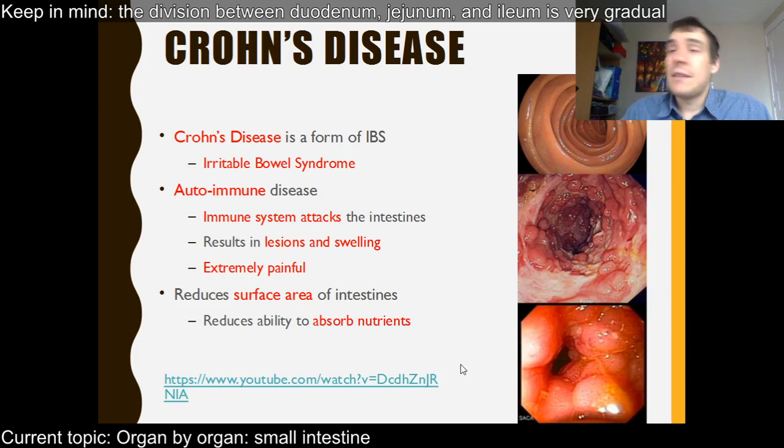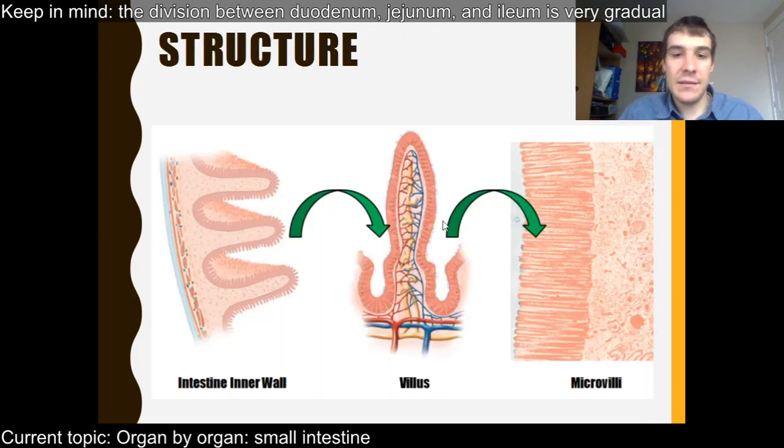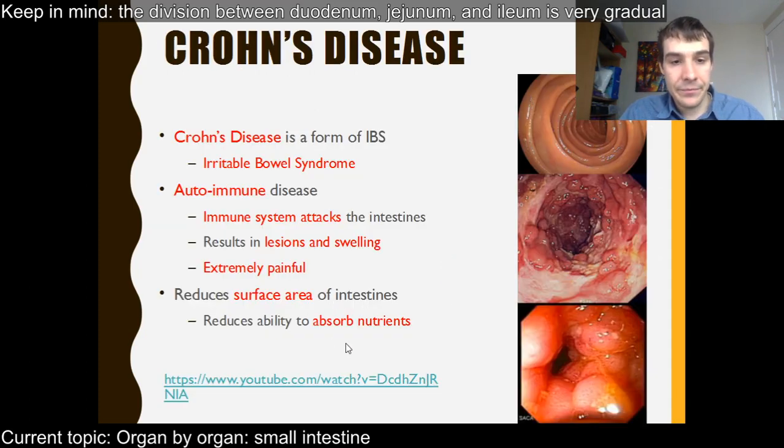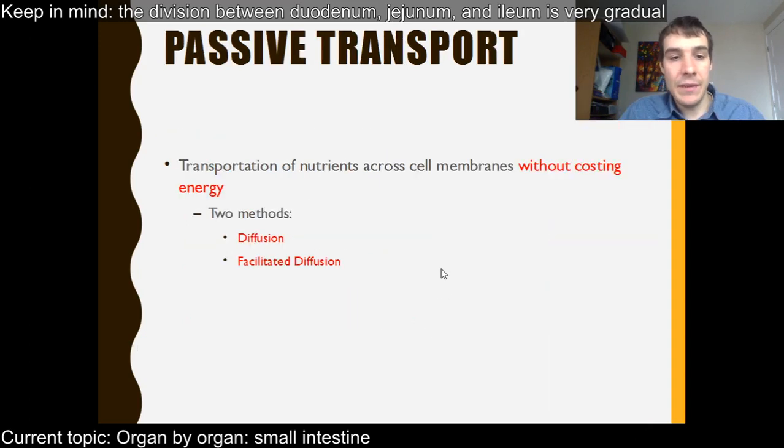One of the diseases that affects the small intestine is Crohn's disease. It's the immune system attacking the small intestine. This is a normal intestine. This is a Crohn's disease intestine. It's all inflamed, and it has almost like pimples, kind of. And that means that this nice villi and microvilli thing gets interrupted. And there's a video I'll link down below.